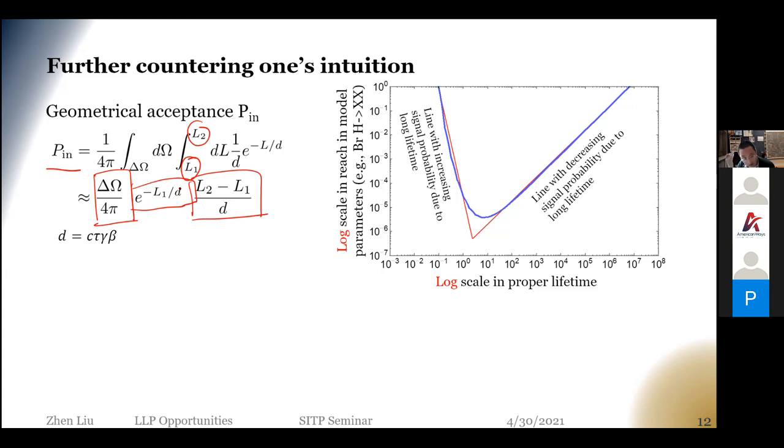So then it's very clear what drives this blue curve. You can see when L1 over D is much, much bigger than one, which means a small lifetime limit, my initial flux is too small. Which means the particle already decayed away before entering any segment of my detector. So I have no sensitivity. As I increase the lifetime, this exponential suppression goes away. So I have exponential gain in our sensitivity.